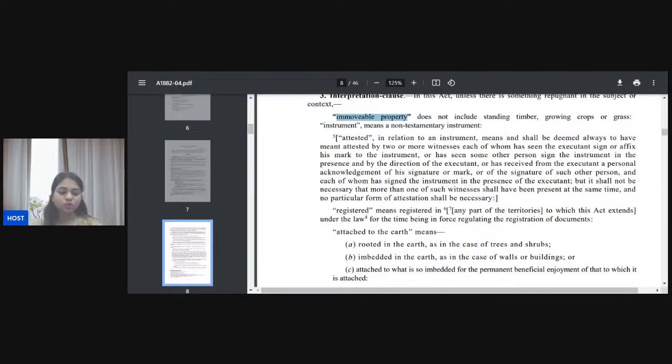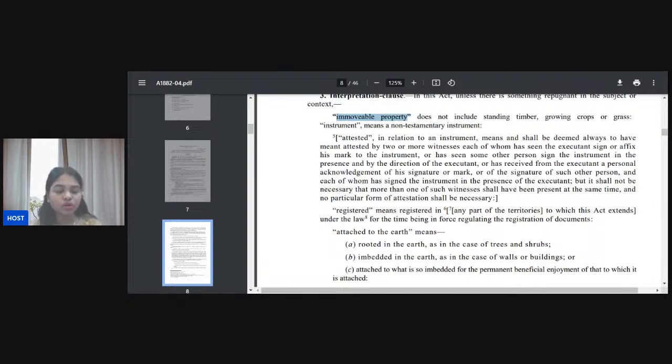Now what does things attached to earth mean? Land means the surface of the earth and everything upon the surface, also underneath. Benefits arising out of land, like the benefit which you are getting, many benefits you get out of a land, like you can catch fishes on the land, you have a right to ferry, right to tenant to leave. All these things are the benefits you get out of the land.